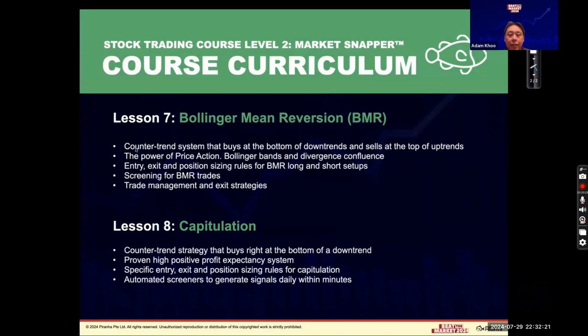Bollinger mean reversion. Now, this strategy was actually the precursor to the slingshot mean reversion. So this is actually an old strategy that I don't use anymore because the slingshot actually replaces this strategy. But I still leave it in there if you want to take a look at it, right? Capitulation is also an old system that's replaced by the slingshot system. So you can see that over the years, I've introduced more powerful strategies, but the old strategies are still there if you want to take a look at it, right?